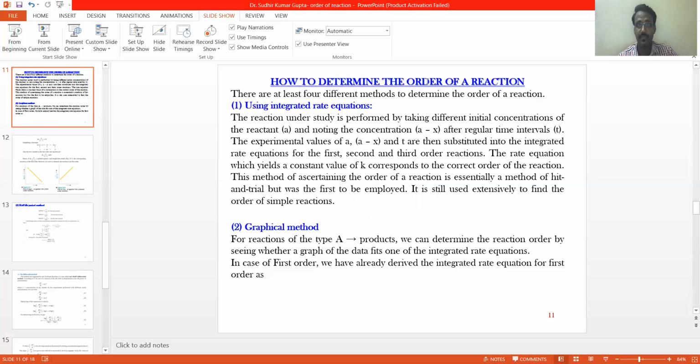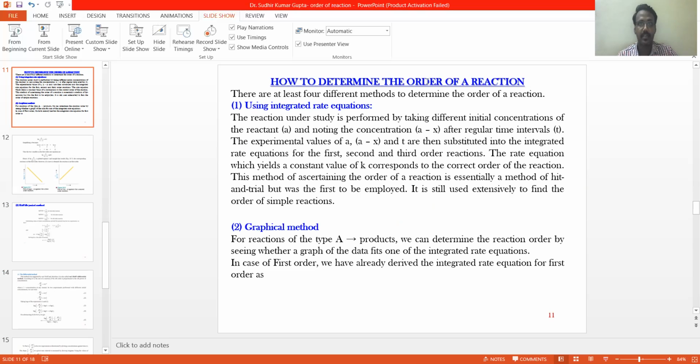The case in which we get the same value of k will define the order of reaction. So what I mean to say is that k will remain constant for a particular reaction if we change the initial concentration of the reactant. K is not going to change. Rate constant is not going to change with the initial concentration of reactant.